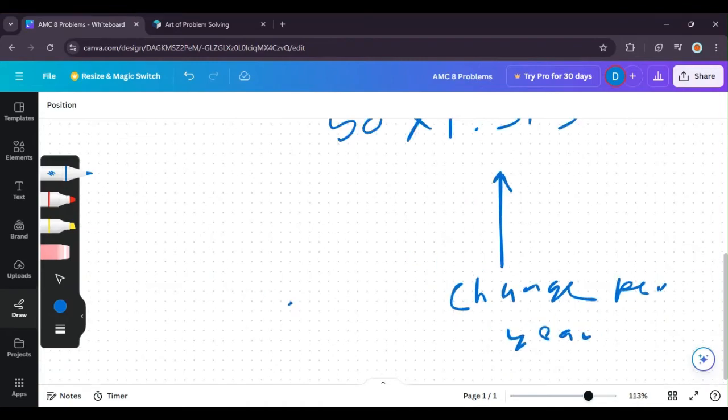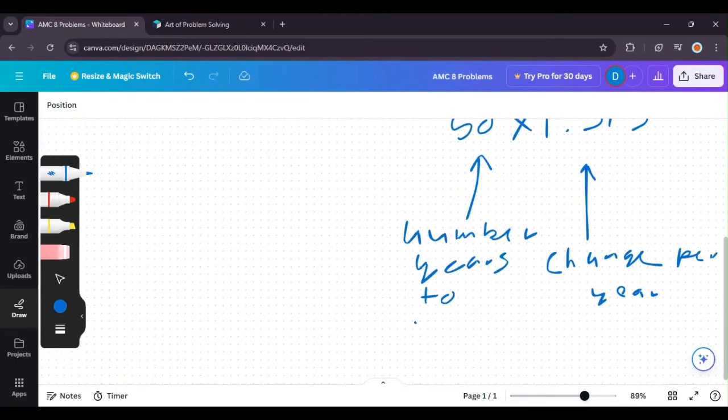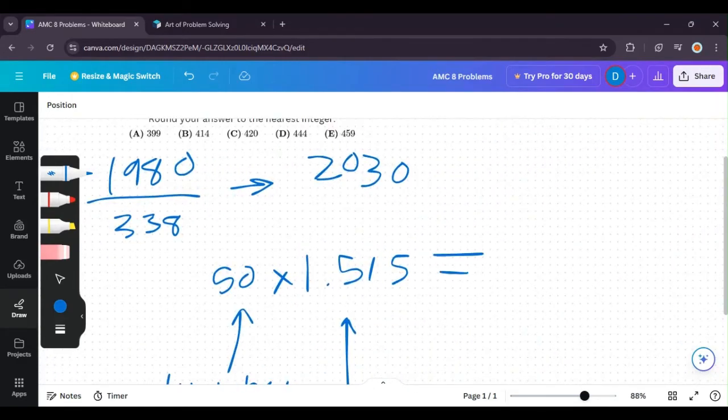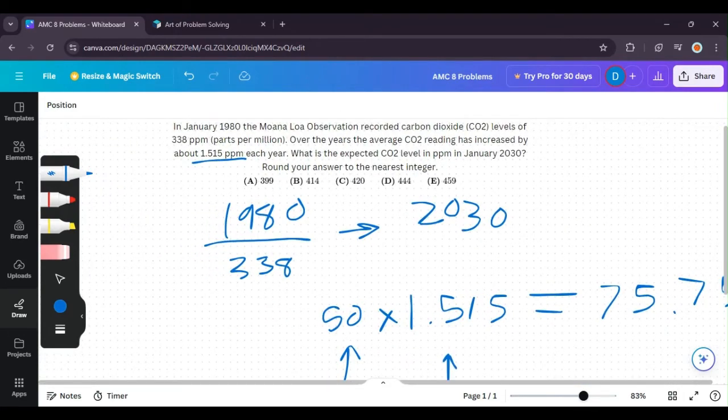So basically what this is showing is that this is the change per year, and this is the number of years to 2030. Okay, so this is the amount it changes. So it's 75.75 with simple calculations, and we add that to 338 to get what we need, because it increases.